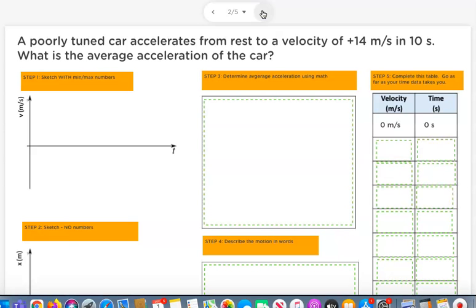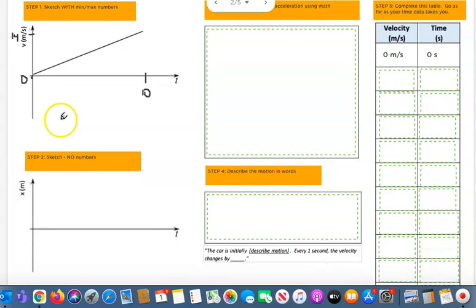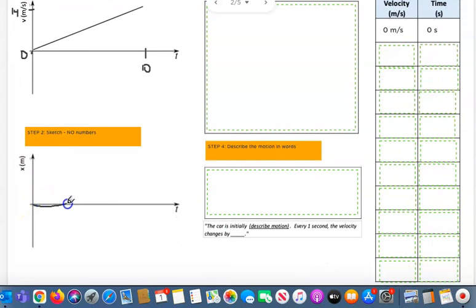So let's try one more. A poorly tuned car accelerates from rest to a velocity of 14 meters per second in 10 seconds. What's the average acceleration? Well, I can already come here and I can say, oh, well, it's starting from rest. It's going to make it up to 14. It's going to do that in 10 seconds. I know it's going to look like that. My position time is going to be a curve like it was before. Curve goes to a diagonal.